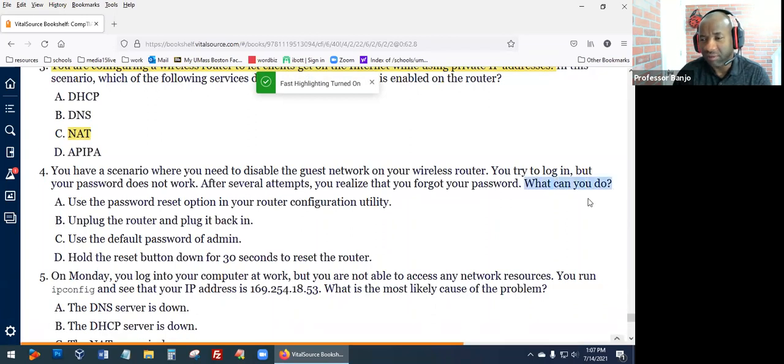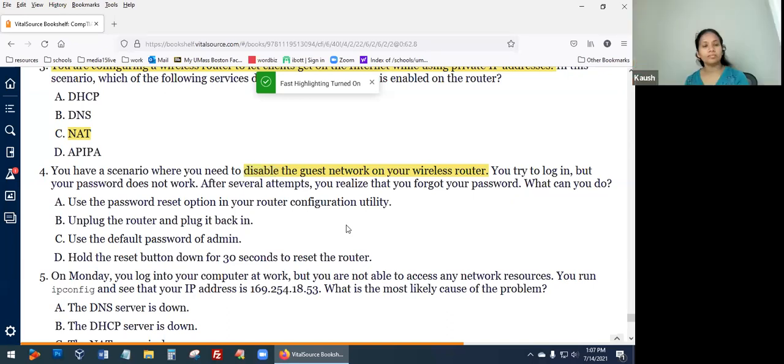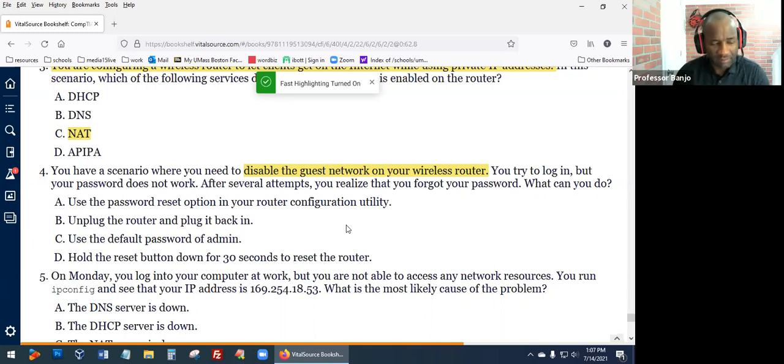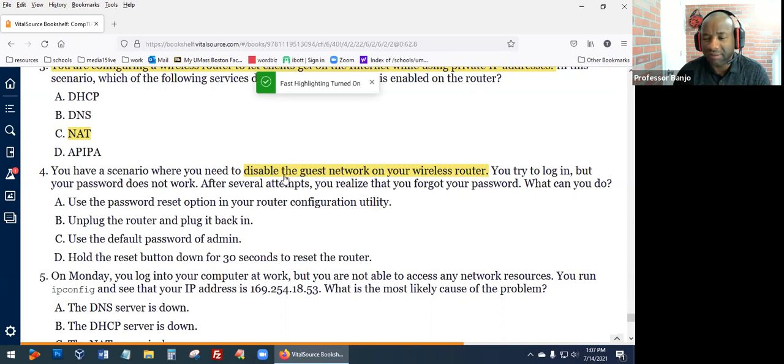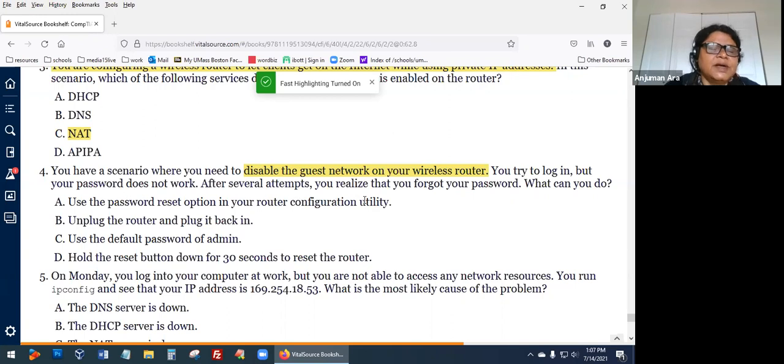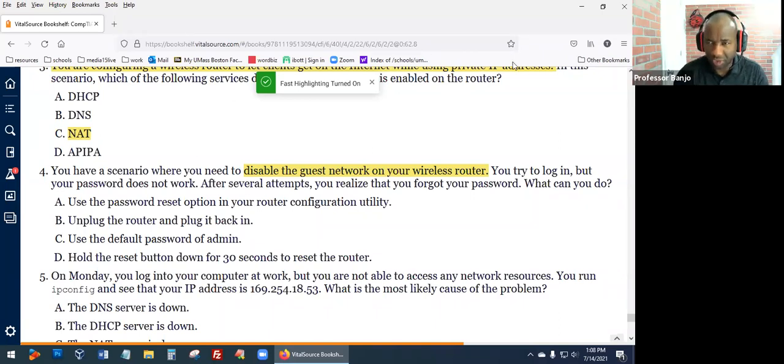Well, so it's saying you're trying to disable the guest network on your wireless router. You want to disable it. What does it mean to disable? Anjuman, are you there? Yes, I'm there. So what does it mean to disable the guest network? It's not connected. Not working. Okay, you want to stop it from working. Exactly.